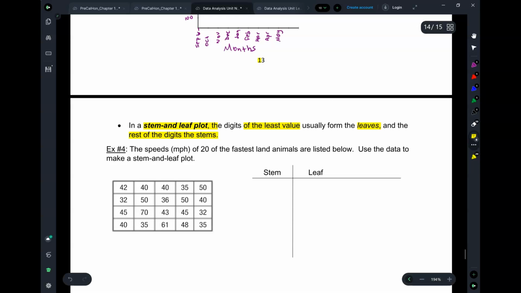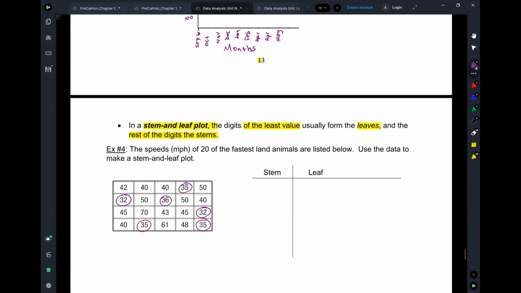So in here, these all go up to the tens place. So the ones place, because those are the lower ones, are going to be the leaves, and the tens place are going to be the stems. Okay, so the way you're going to do it is look at your data. You've got some stuff in the 30s and the 40s, 50s, 70s, 60s, right? And that's how you want to arrange it. So first you want to look at all of the ones in the 30s. Okay, so let's see, that's 32, 35, 36, 35, 32, 35. These are all the ones in the 30s.